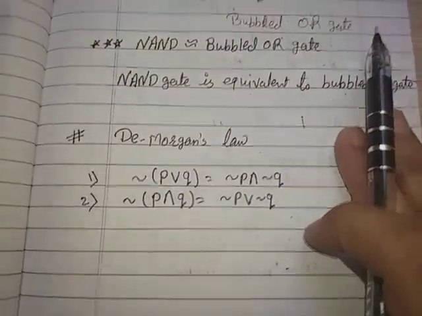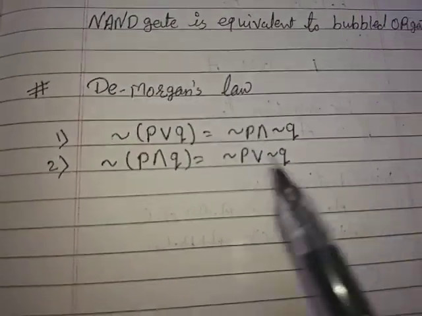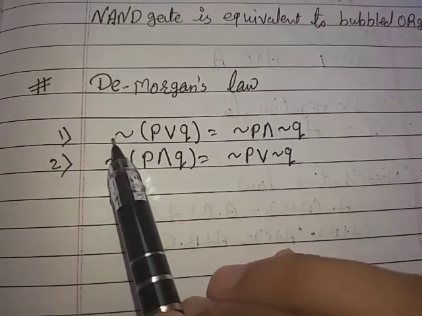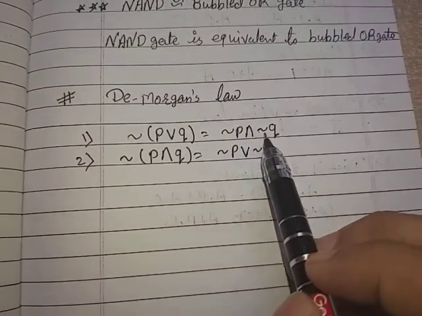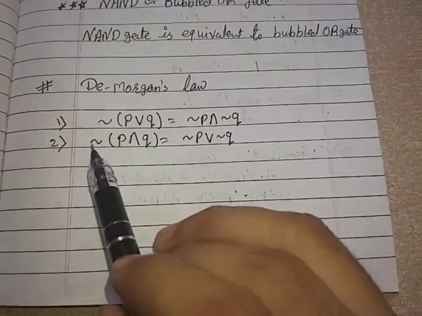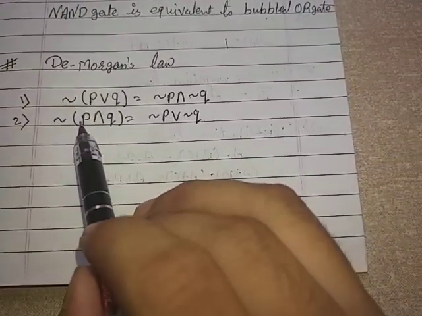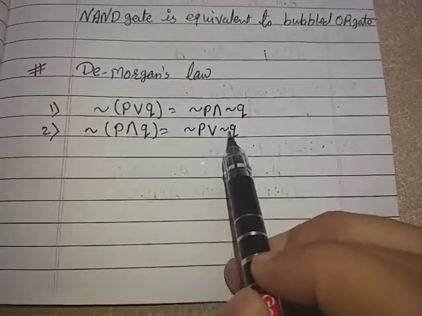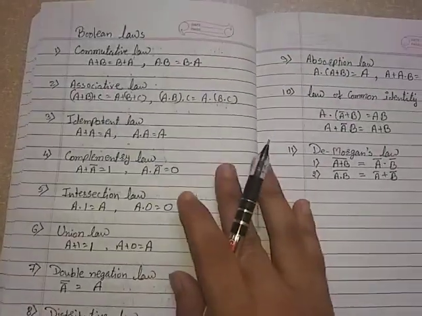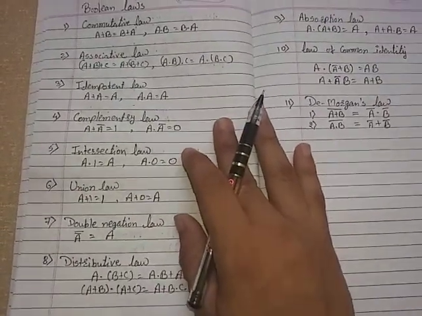The De Morgan law is written in the mathematical logic as negation of P disjunction Q is equal to negation of P conjunction negation of Q, and the second law, negation of P conjunction Q is equal to negation of P disjunction negation of Q. Here is the quick recap of all the Boolean laws.